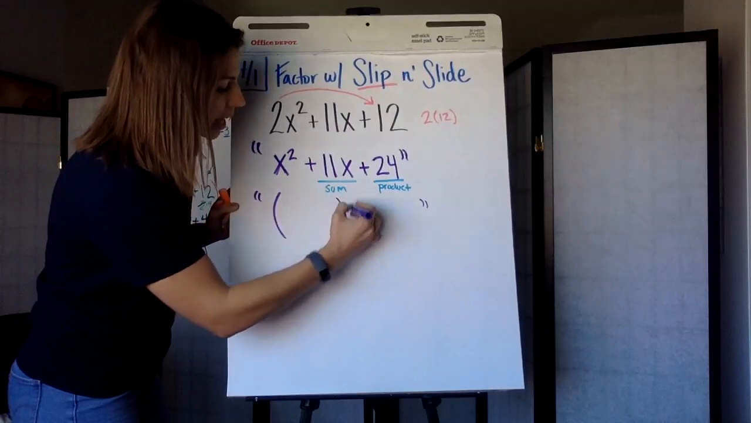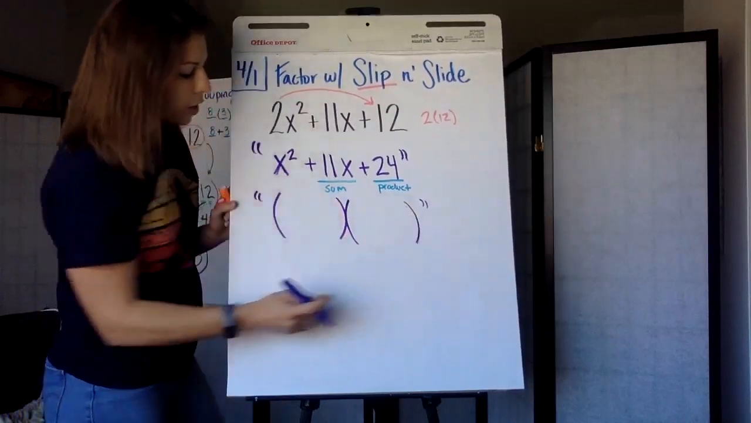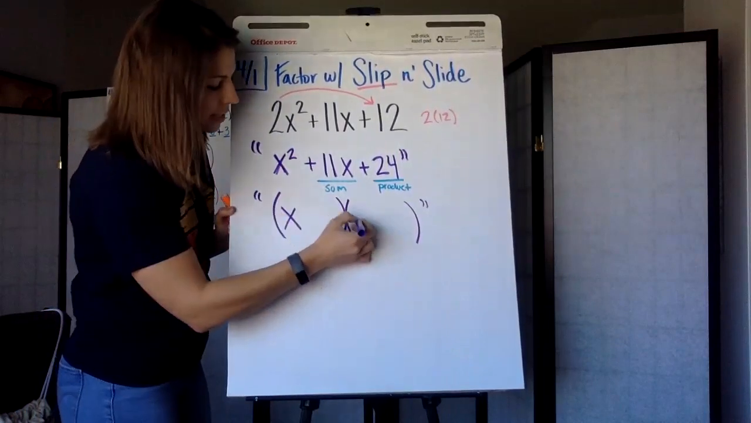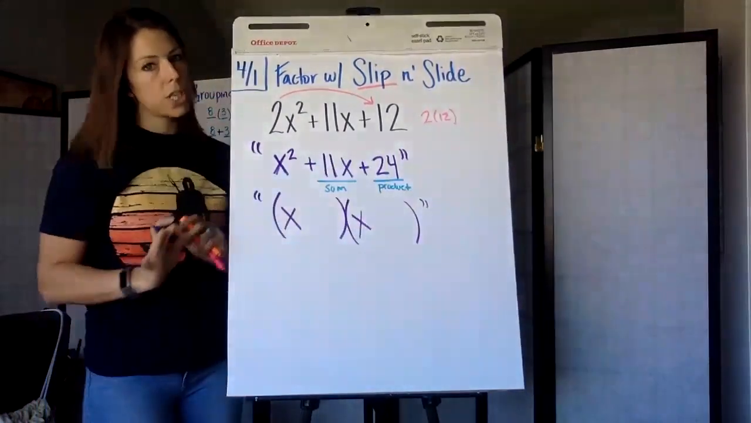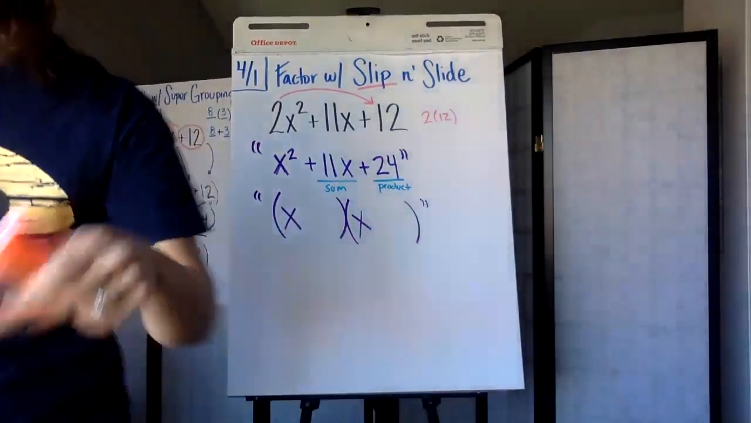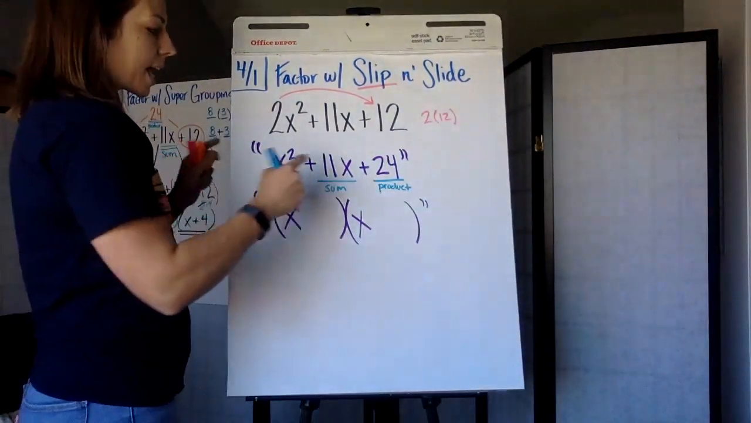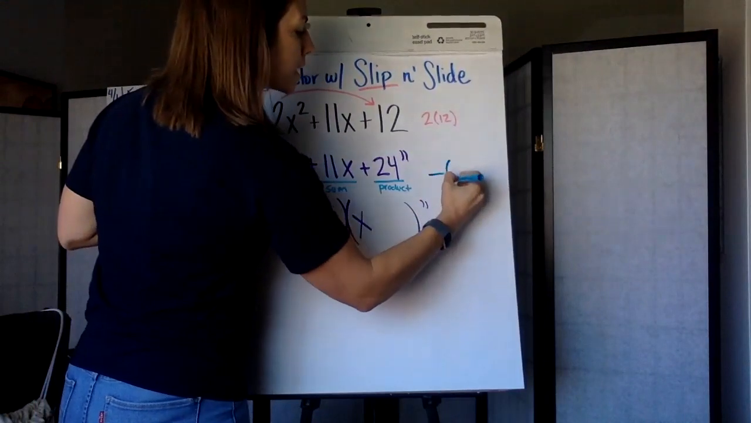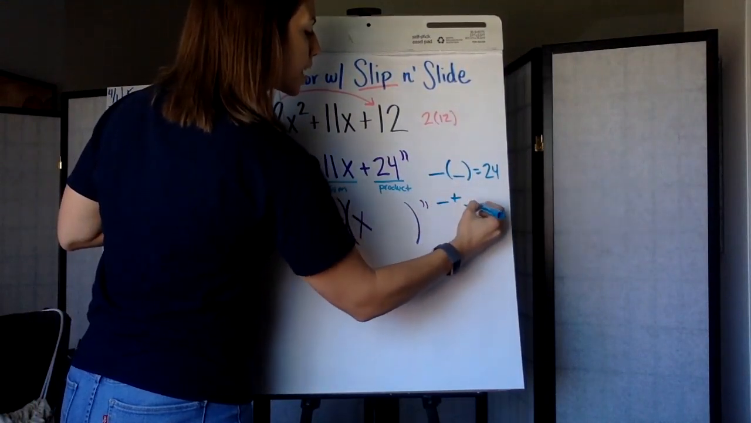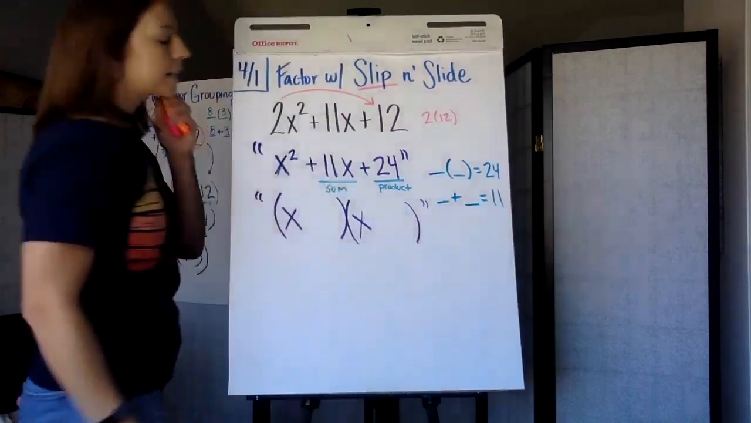So I know my answer is going to be a product of 2 binomials. What times what gives me x squared? I know it's going to be x times x. These are still in quotations, though, because it's not going to be your final answer. I'll show you why afterwards. All right, let's play the game. What times what is 24 that when I add them together gives me 11?